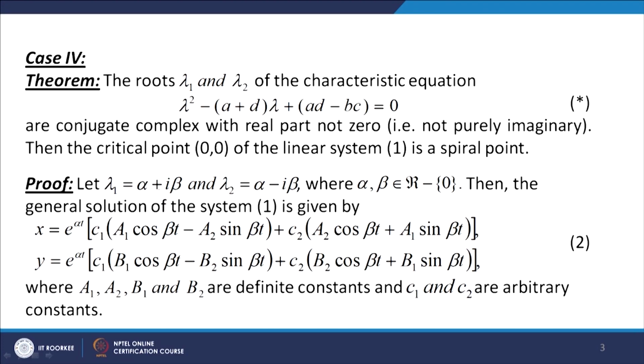Suppose lambda 1 is equal to alpha plus i beta and lambda 2 is equal to alpha minus i beta, where alpha and beta are both non-zero real numbers, that is, alpha, beta belong to R minus the singleton set 0. Then the general solution of the linear system 1 is given by x equal to e to power alpha t times c1 times a1 cos beta t minus a2 sin beta t plus c2 times a2 cos beta t plus a1 sin beta t, and y equal to e to power alpha t times c1 times b1 cos beta t minus b2 sin beta t plus c2 times b2 cos beta t plus b1 sin beta t, where a1, a2, b1, b2 are definite constants, and c1, c2 are arbitrary constants.